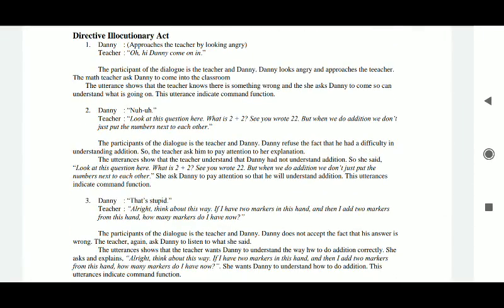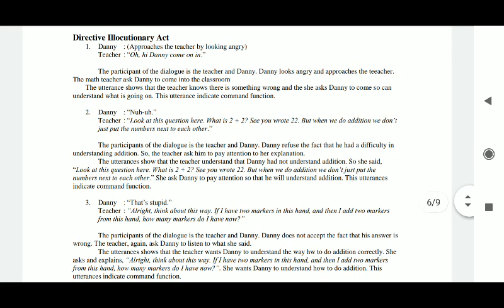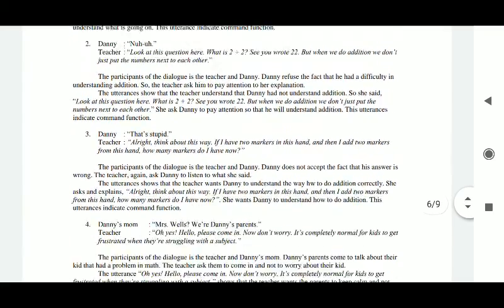And the last we have directive illocutionary act. Here, for example, Danny approaches the teacher looking angry. "Oh, hi Danny, come on in." The participants of this dialogue are the teacher and Danny. Danny looks angry and approaches the teacher. The math teacher asks Danny to come into the classroom. The utterance shows that the teacher knows there is something wrong and she asks Danny to come so he can understand what is going on. These utterances indicate the command function. So there are 4 directive illocutionary acts.